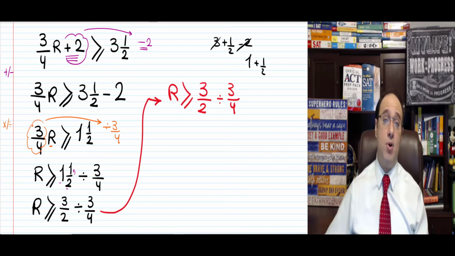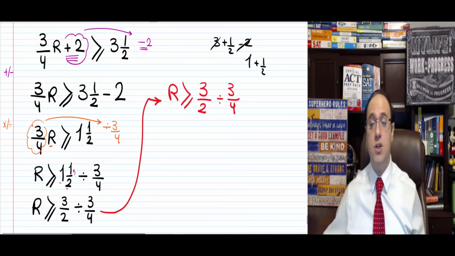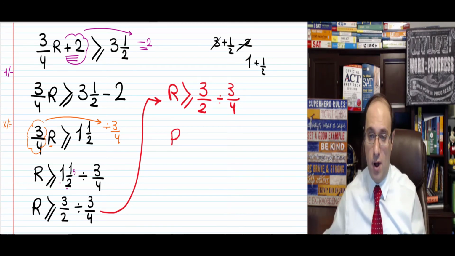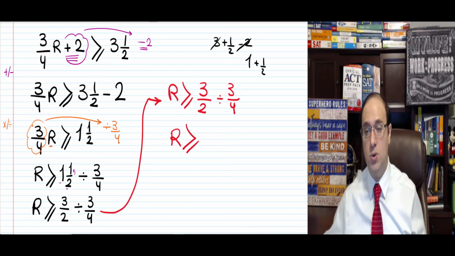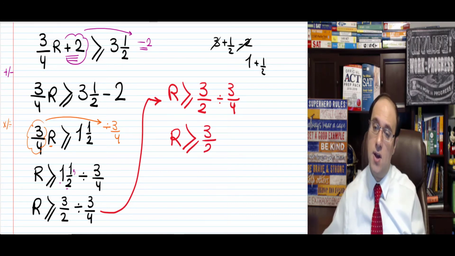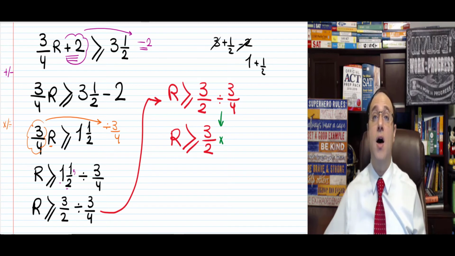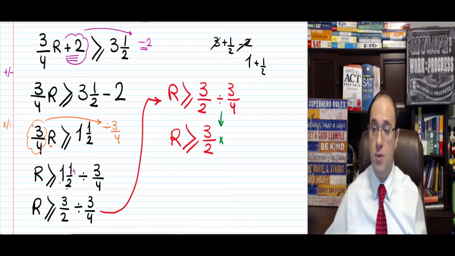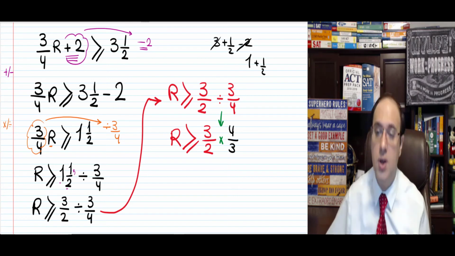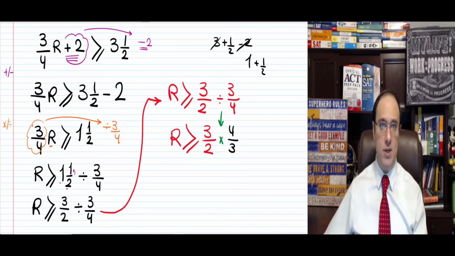Now, remember, how do we do division with fractions? We do it the following way. r is greater than or equal to 3 over 2 as it is. Change the division into multiplication, right? And then flip the fraction. 3 over 4 becomes 4 over 3. This is called the reciprocal, remember? Super. Now, there are two ways to do this.